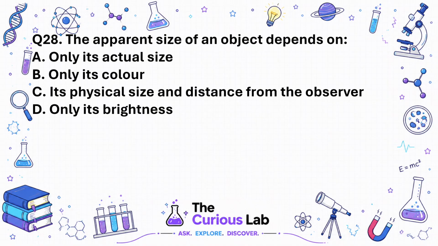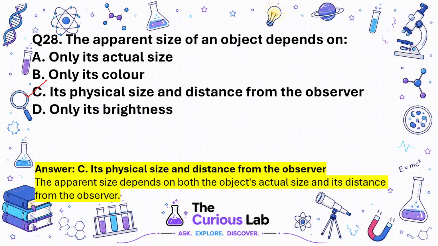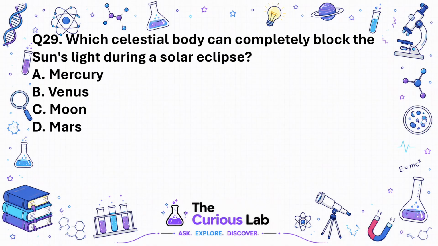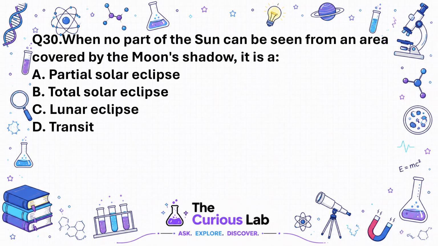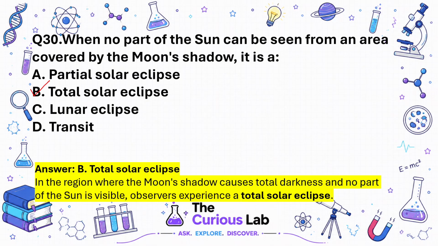Next question. The apparent size of an object depends on, just now we discussed, the apparent size depends on its physical size and also distance from the observer. Next question, which celestial body can completely block the sun's light during a solar eclipse? The answer is moon. Next question, when no part of the sun can be seen from an area covered by the moon's shadow, it is a total solar eclipse.